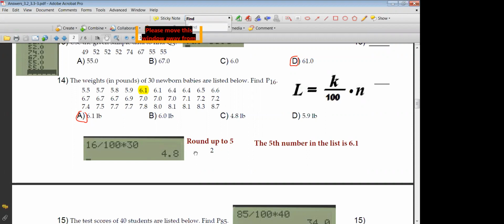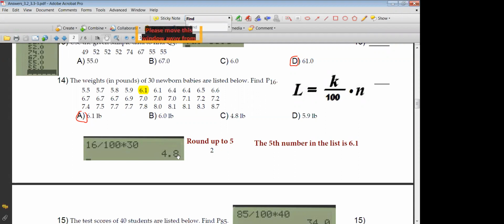Here's a sucker move. You see where letter C is 4.8? And people go, oh, I got the right answer, 4.8. No, you don't. The formula you're using is for you to find the location of the number in the 16th percentile. All right, I came up with 4.8.